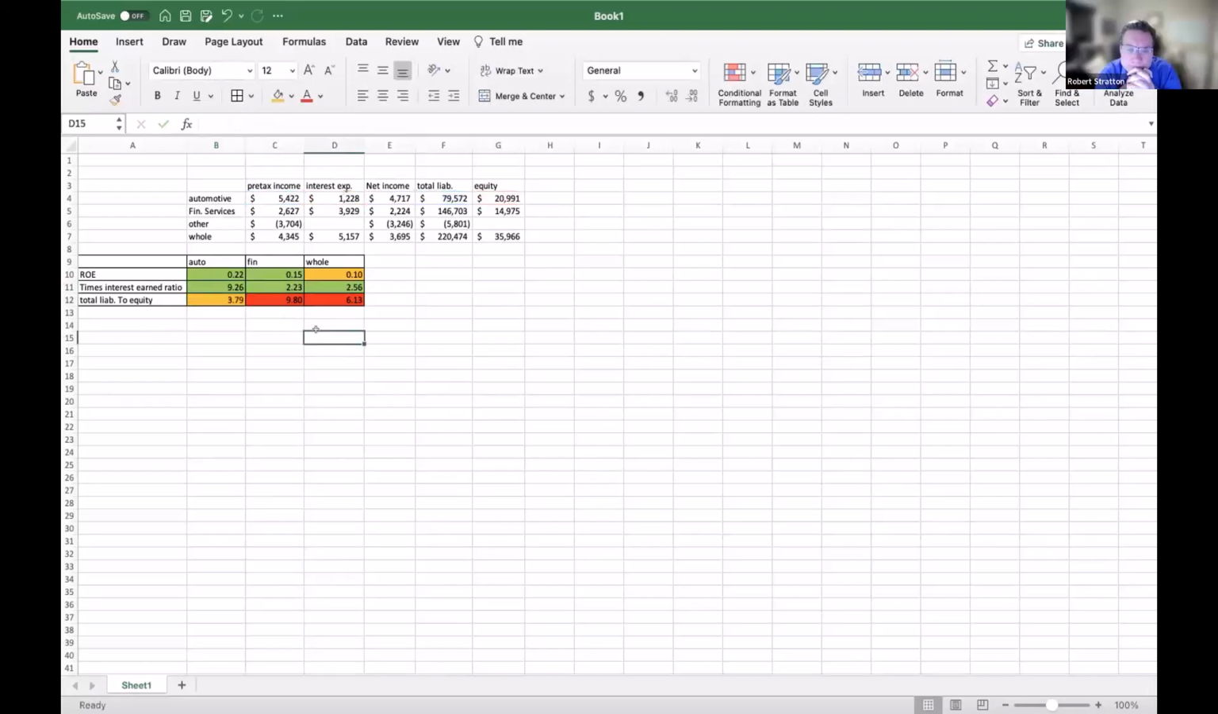And the colors indicate, I also Googled what is a good ROE and what is a good total liability. I'm sure everyone can figure out that green means good and red means bad. So if we look at, say, the ROE for auto, 0.22, what is that telling me? That is return on equity. So it's 0.22, you have it green. Why is that good?